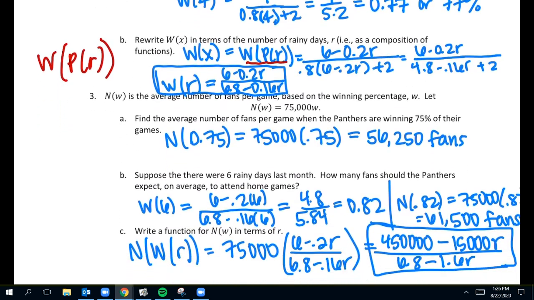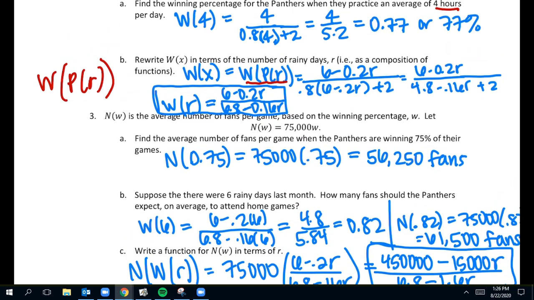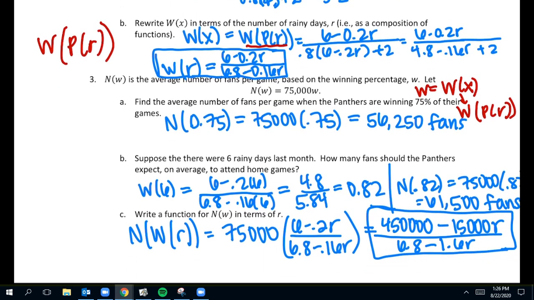Number 3, N of W is the winning percentage. And so remember, another way to write W is W of X. And another way to write W of X is W of P of R. So this is our final composition where we plug one function into another. And so we just start off with something simple.